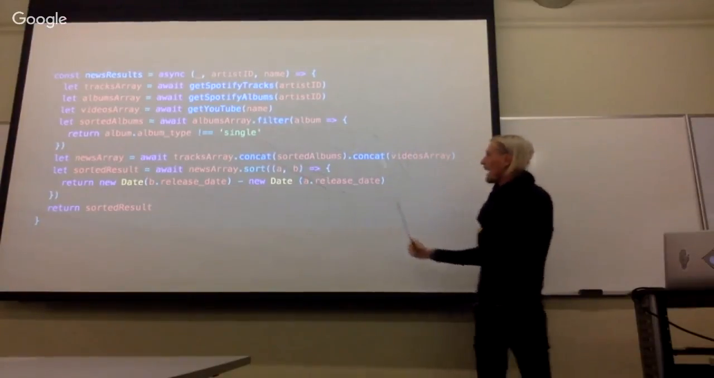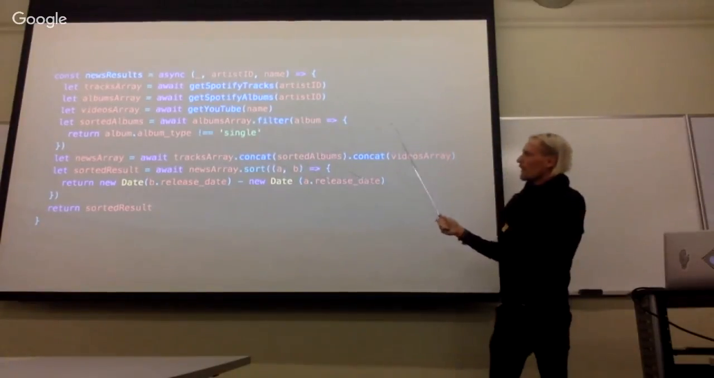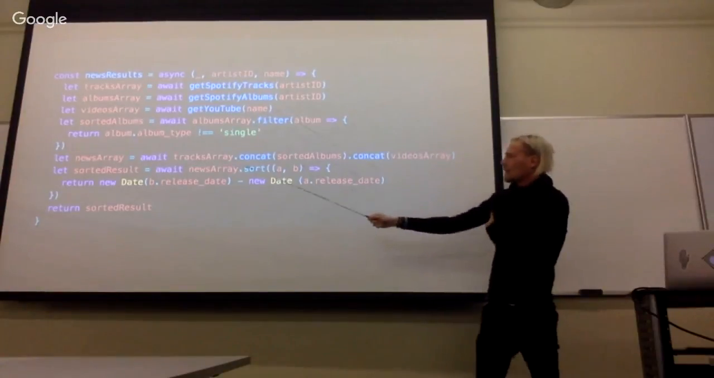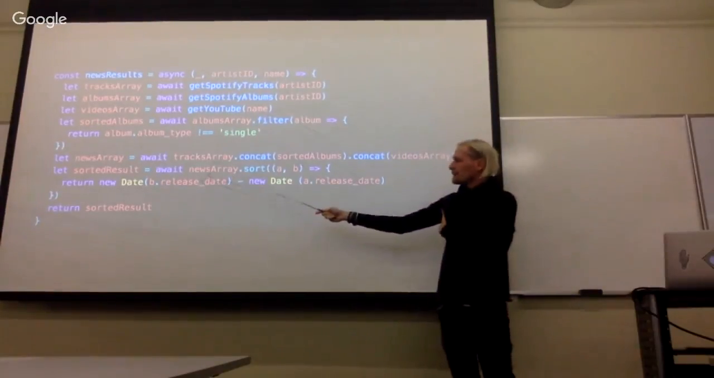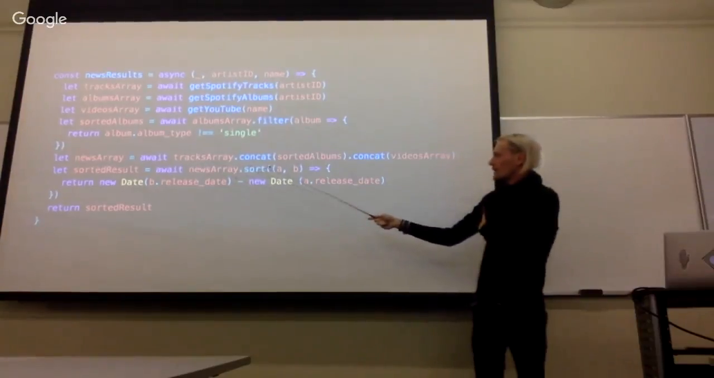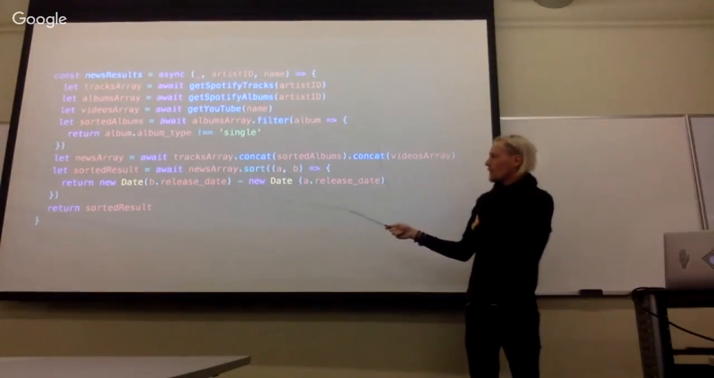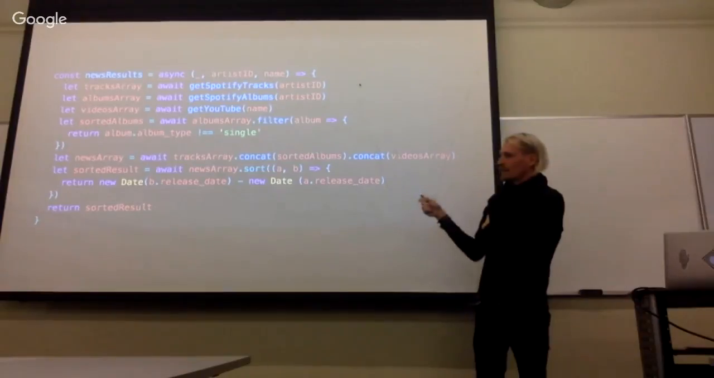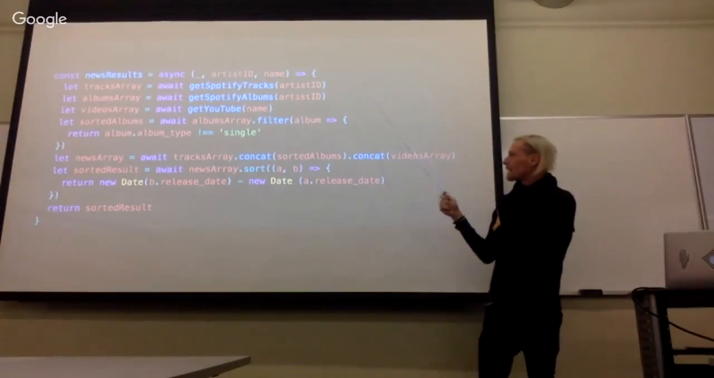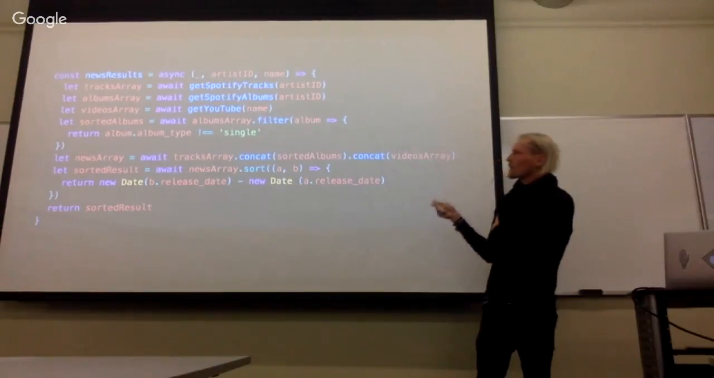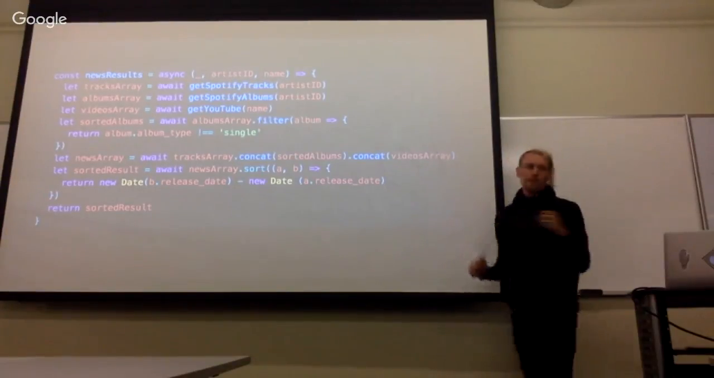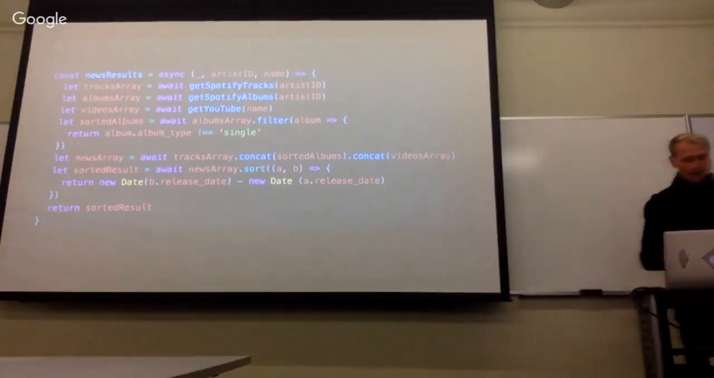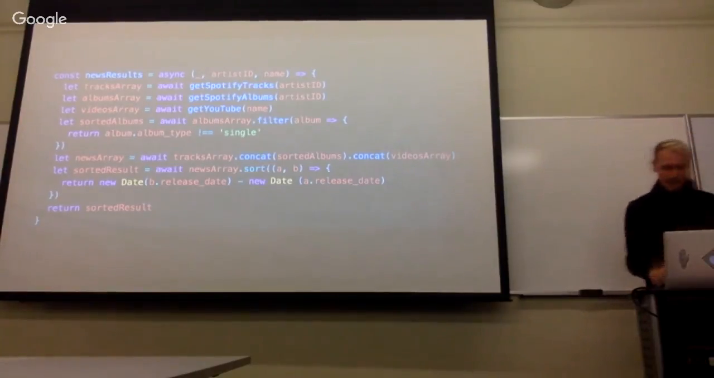And then concat merges all these three arrays that come back together. It merges all the data together. And then I'm using sort to sort by release date and make it so that every news feed has the most recent release date at the top. So I really learned the power of higher order functions when I was working with all this data.